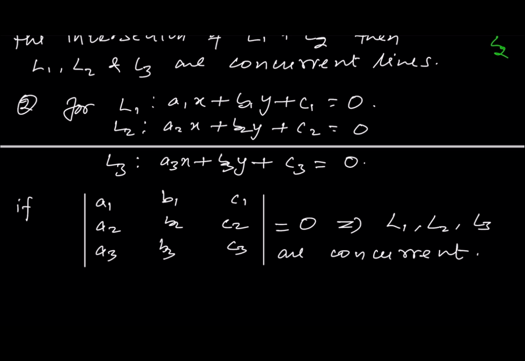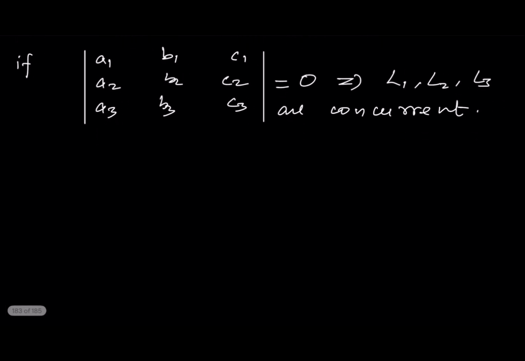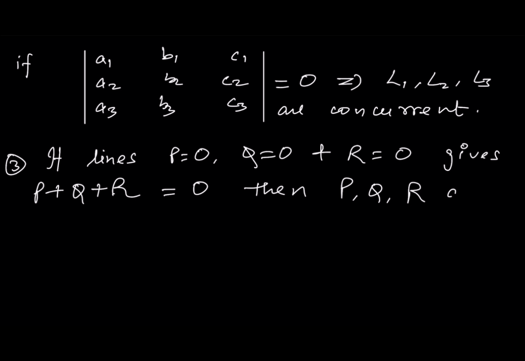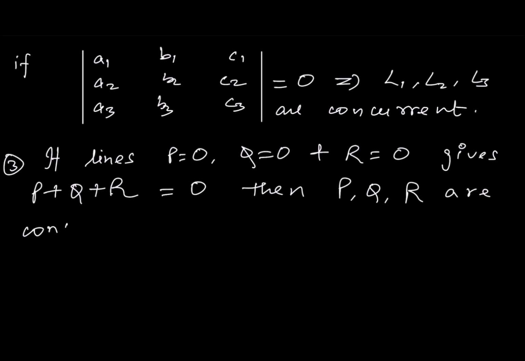Or vice versa. Also point number 3 is, if lines P is equal to 0, Q is equal to 0 and R is equal to 0 give P plus Q plus R is equal to 0, then P, Q, and R are concurrent lines. But the converse is not true.